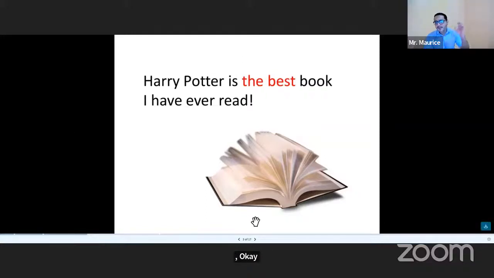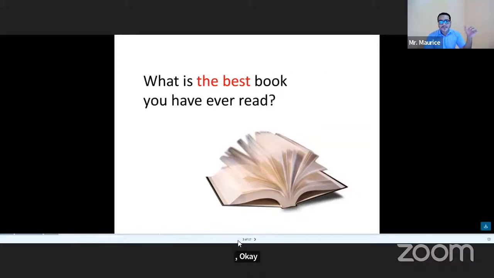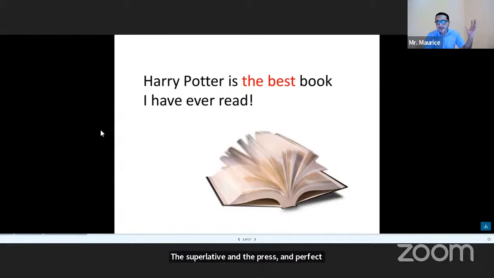Okay, I'm sorry. So let's go back. This was the question, okay? What's the best book you have ever read? You see the combination, the superlative and the present perfect tense. And this is the answer. Harry Potter is the best book I have ever read. So the adjective in here is good. The superlative, the best. You see?